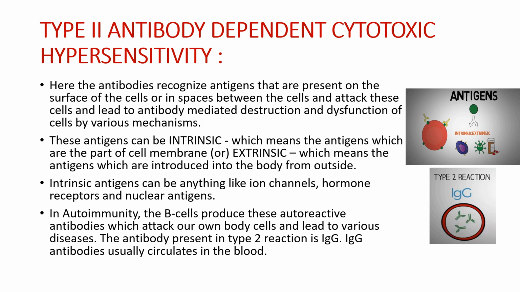These antigens can be intrinsic, which means antigens which are part of the cell membrane, or extrinsic, which means the antigens which are introduced in the body from outside. Intrinsic antigens can be anything like ion channels, hormone receptors, and nuclear antigens. In autoimmunity, the B cells produce these autoreactive antibodies which attack our own body cells and lead to various diseases. The antibody present in type 2 reaction is IgG. IgG antibodies usually circulate in the blood.